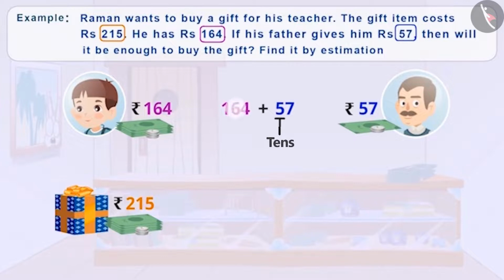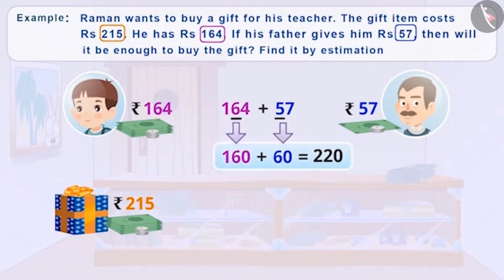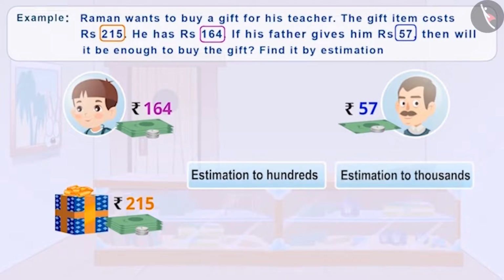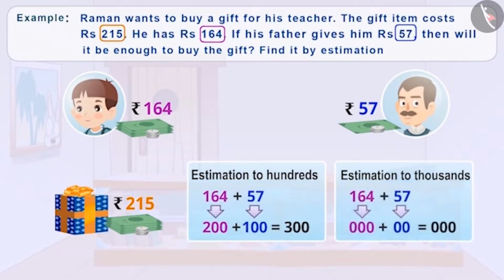The approximation to tens of 164 is 160 and of 57 is 60. Their total is 220, more than 215. Therefore, he will have enough money. Since the outcome is close to the actual result, it is meaningful and accurate. So, can we estimate these numbers to the nearest hundreds and thousands? Think about it. The result won't be accurate with estimation to hundreds and thousands.